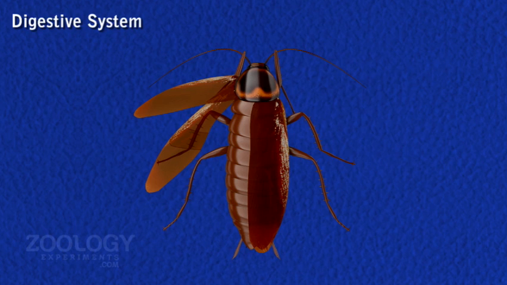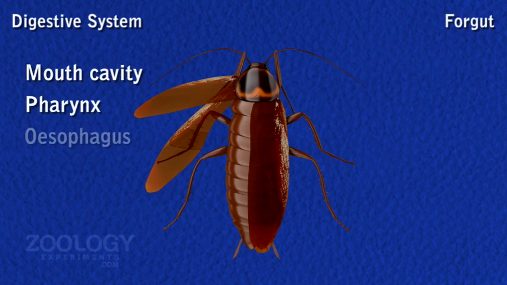Alimentary canal. It is a long and slightly coiled tube with uneven diameter and divisible into three regions: foregut, midgut, and hindgut. Foregut. It includes mouth cavity, pharynx, esophagus, crop, and gizzard.